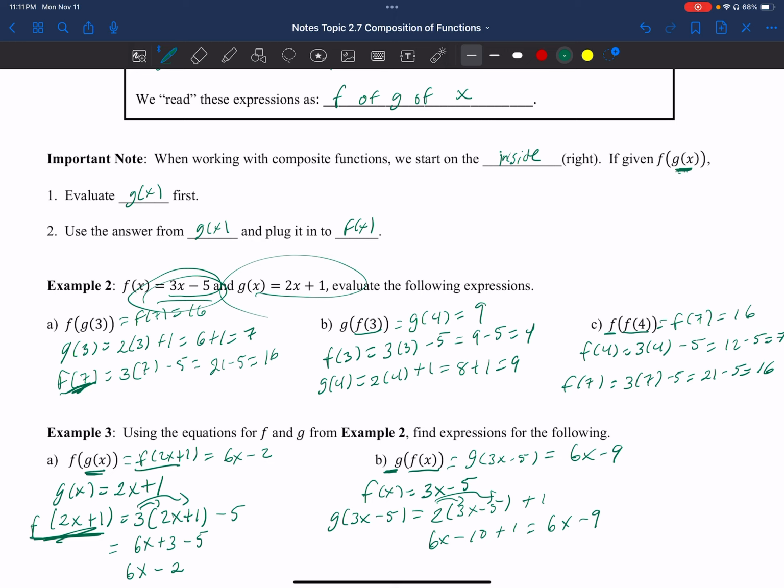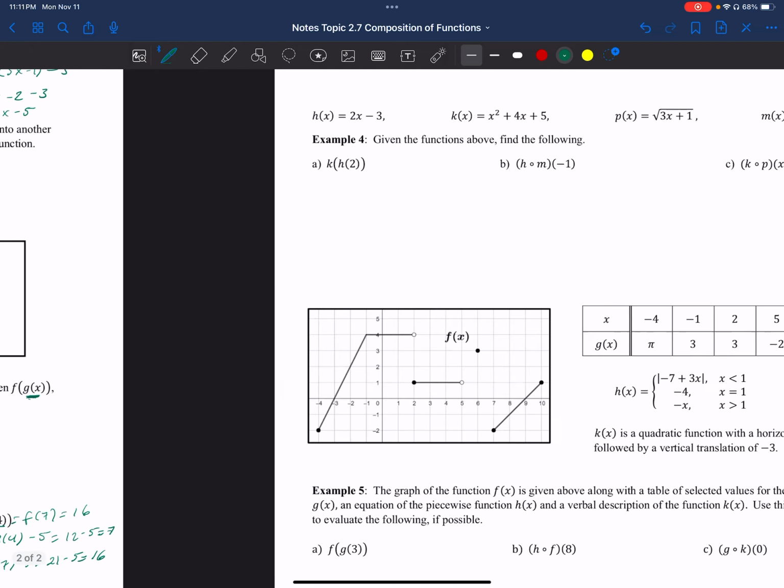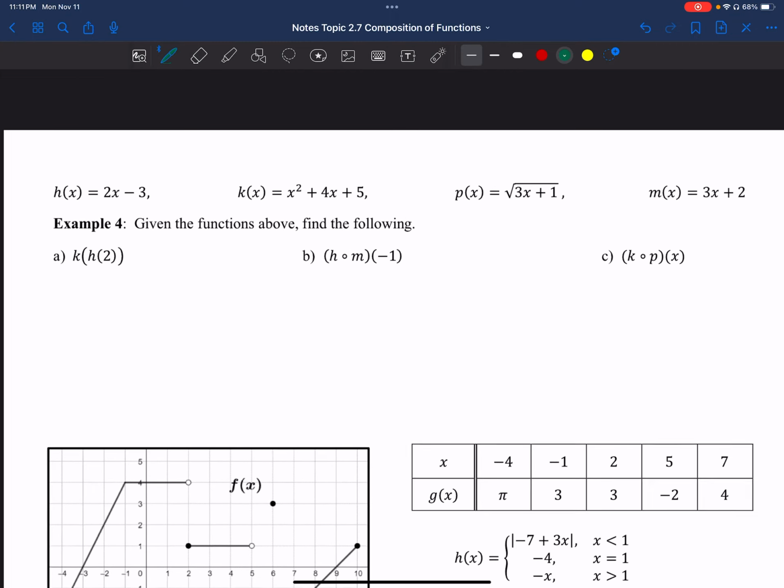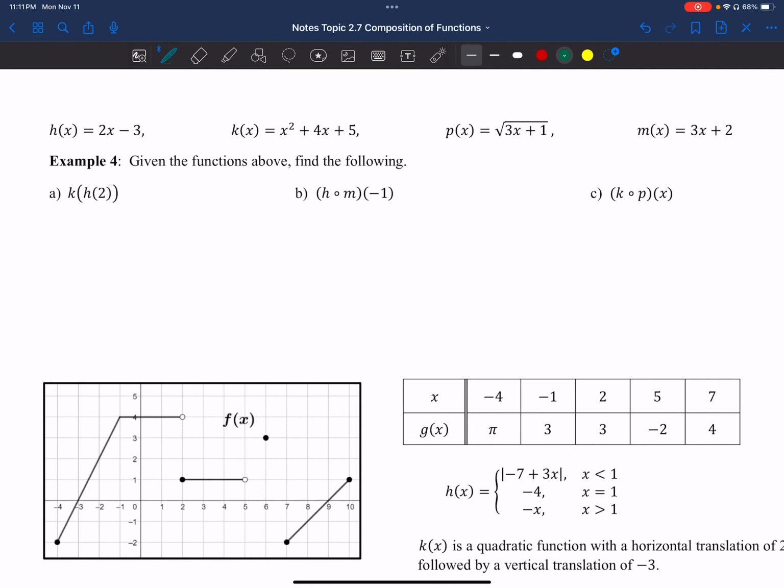It is the same process as before, but before we had numbers, now we have variables. So let's look at a few more examples. Here they gave me 4 different functions. H of x equals 2x minus 3. K of x equals x squared plus 4x plus 5. G of x equals square root of 3x plus 1. And then M of x equals 3x plus 2.